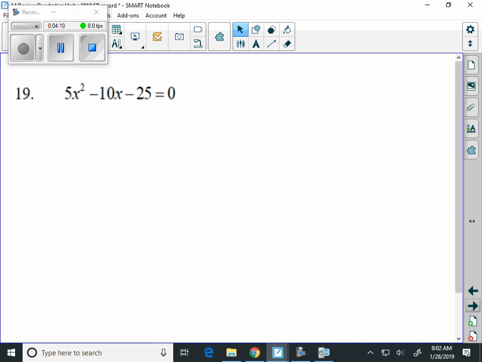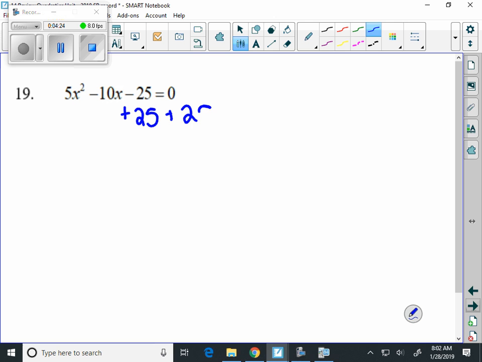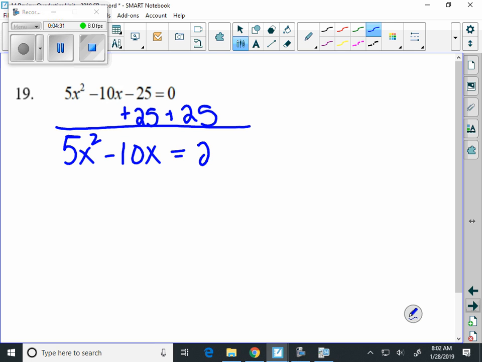The difference on 19 compared to problem 18 here is that we do have a number in front of the x squared term. But we start like we always do. We're going to add 25 to both sides. We have 5x squared minus 10x equals 25. And no, I didn't put the box in yet, because we do need to do step 2, and step 2 says that you need to get that number that's in front of the x squared term, also known as the leading coefficient. We have to divide it out. We divide by 5, divide by 5, divide by 5.